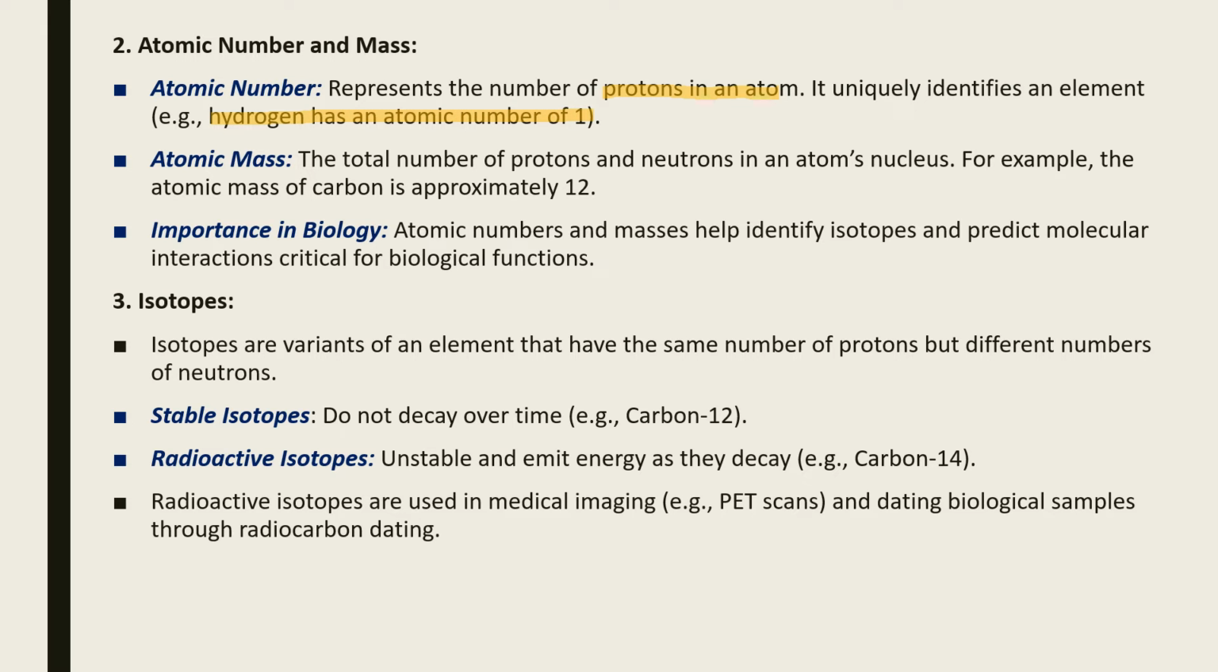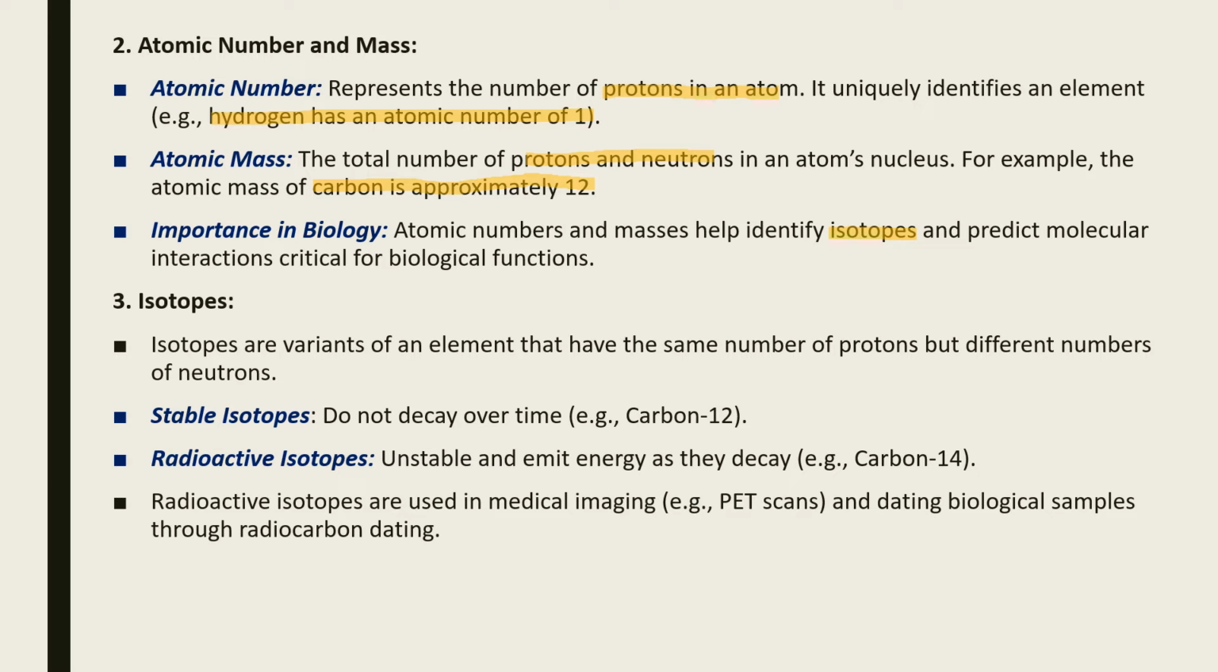Now, what is atomic mass? Atomic mass is the total number of protons and neutrons, or we can say the sum of protons and neutrons in an atom's nucleus. For example, the atomic mass of carbon is approximately 12, which means that carbon has 6 protons and 6 neutrons. Importance in biology: atomic numbers and masses help identify isotopes and predict molecular interactions critical for biological functions.